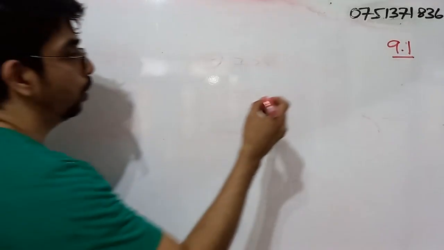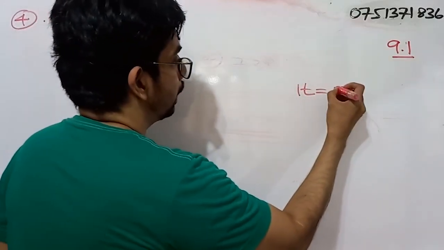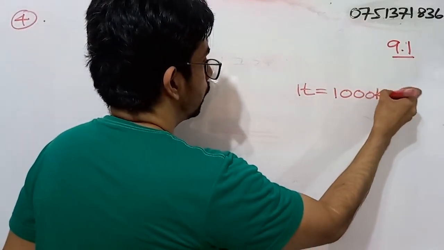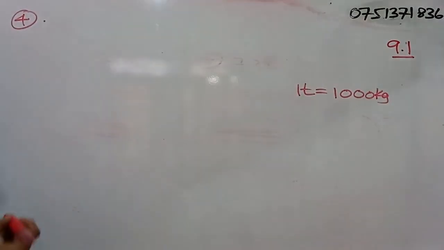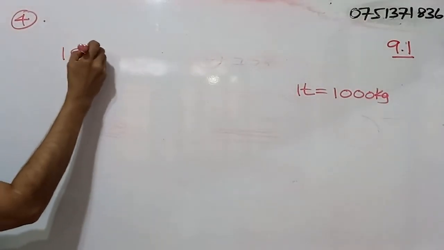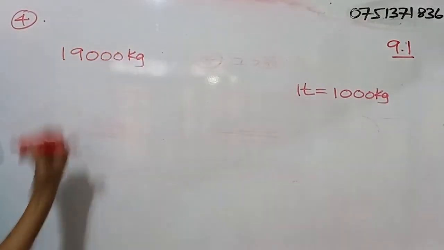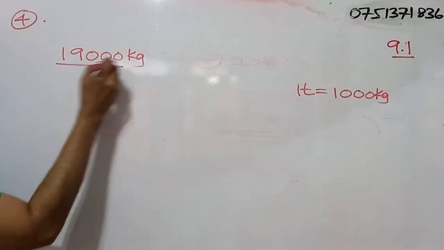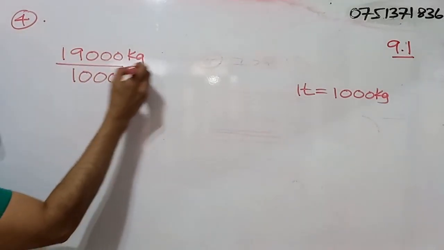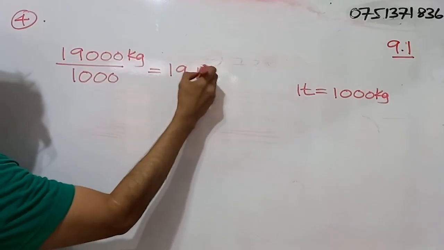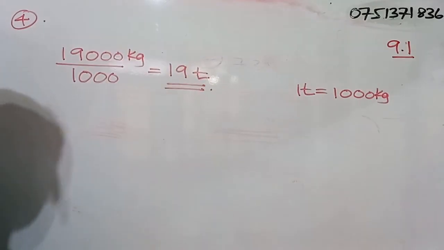Question number 4. What do we have? The mass of a fully grown whale is approximately 19,000 kilograms. Express this mass in metric tons. So we know 1 ton is equal to what? 1000 kilograms. So the whale here is 19,000 kilograms of weight. So what do we have to do? Divide it by 1000. So we get 19 tons. So that will be the answer.